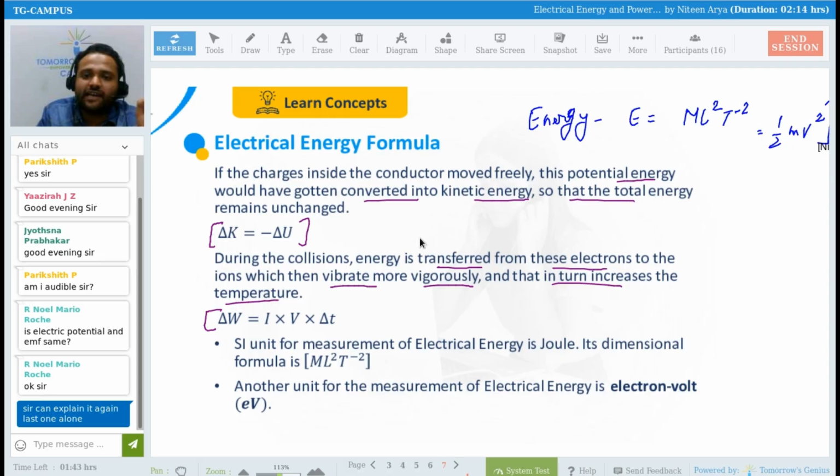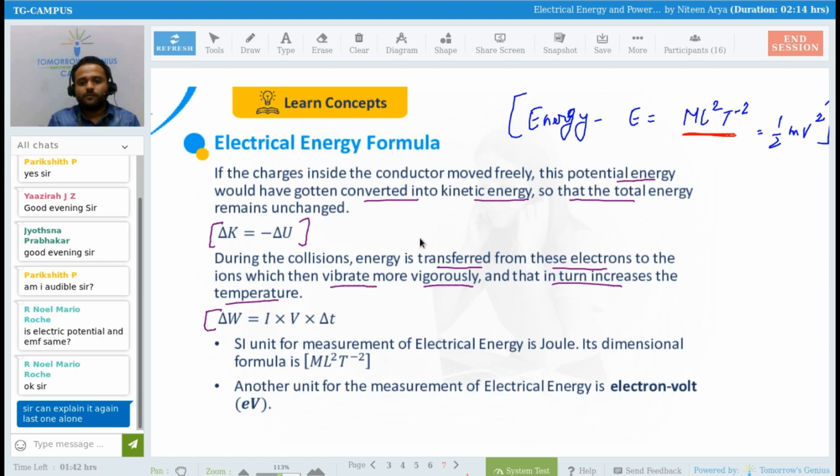Half mv square. Remember this: if in any particular case they ask about any particular kind of energy in a question, and you cannot guess anything and do not know how to solve it with the help of dimensions, the dimension of any kind of energy is always going to be this one, always and always. This one. Okay, ML2T minus 2.